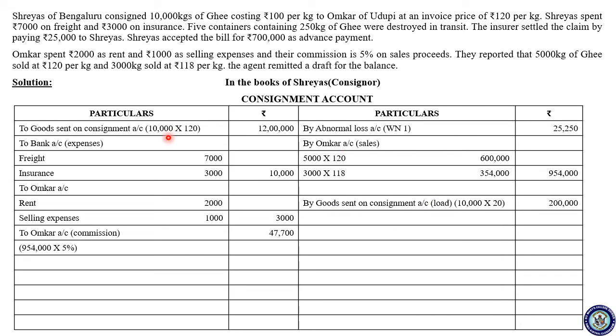See, goods consigned 10,000. Now, what is the loading? The difference between 100 and 120 is 20. So 2 lakh is the loading on the goods consigned. Next, loading is included in your consignment stock because you took the invoice price as the base, right? So first we'll record the consignment stock, that is by consignment stock account, that is working note number 2.